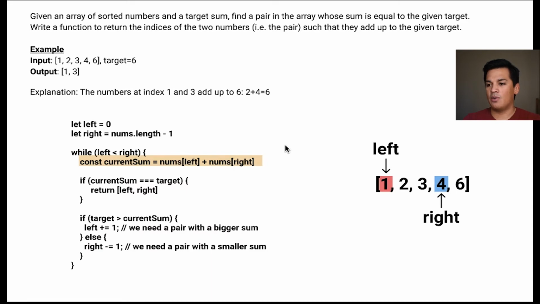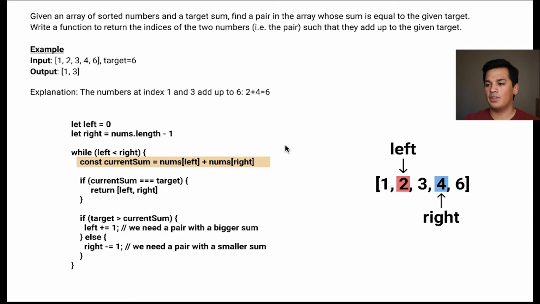All right, now current sum is nums left plus nums right. 1 plus 4 equals 5. Does 5 equal 6? No, it does not. And now here's the check. 6 is greater than 5. We want to move left up and see how that balances itself out. That's the movement that we're trying to dial in to the right pair.